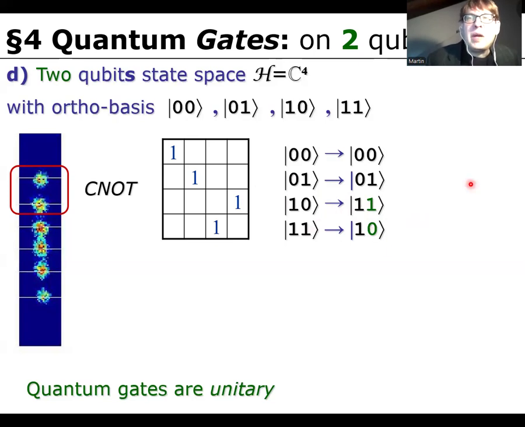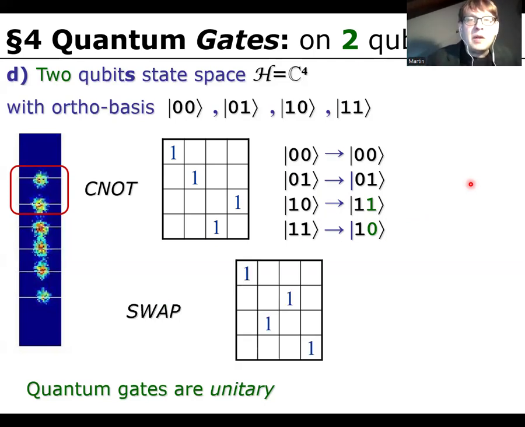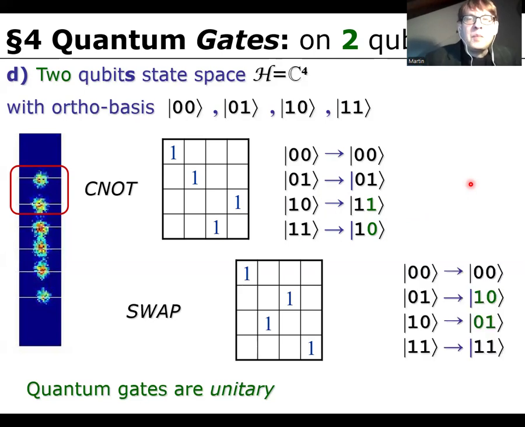Another gate on 2 qubits is the swap gate, which simply swaps the 2 qubits. And the matrix representation for that is here. You can see that by how this matrix operates on these 4 basis vectors. And indeed, when both input qubits are the same, then nothing happens. But if they're different, then they're swapped. So that's why it's called a swap gate. And please double check that these 2 matrices are indeed unitary.